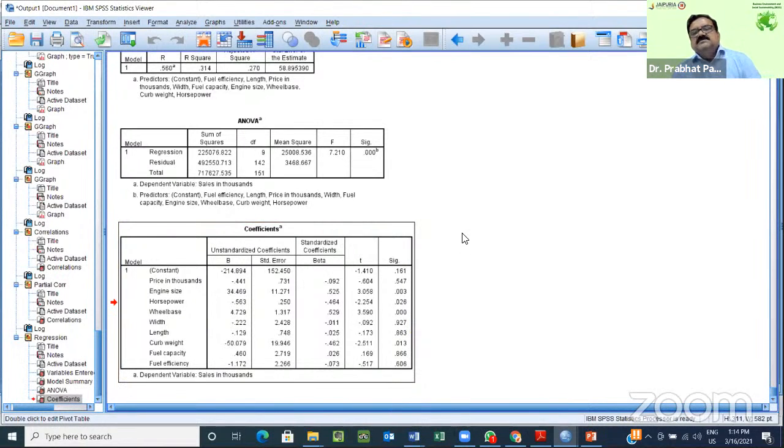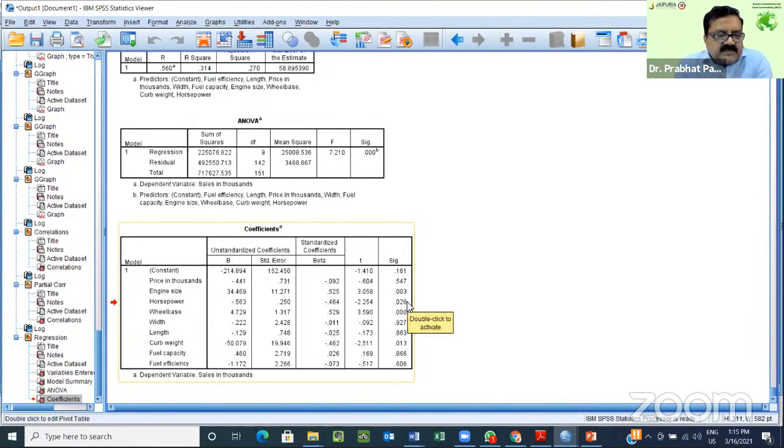You see, many variables have turned out to be insignificant here. And what is significant is engine size, horsepower, wheelbase, and curb weight. This means the market suggests that it is not about price, it's not about efficiency. What is being sold in the market is a big and sturdy car. So if the car is big and solid, sturdy, it is more likely to be sold, right? That's what the market says.